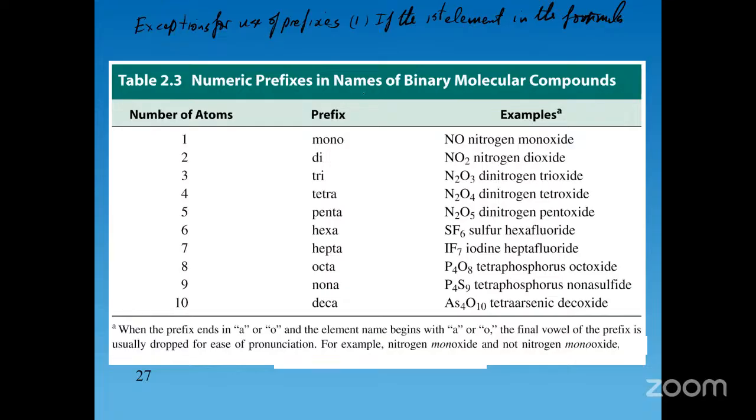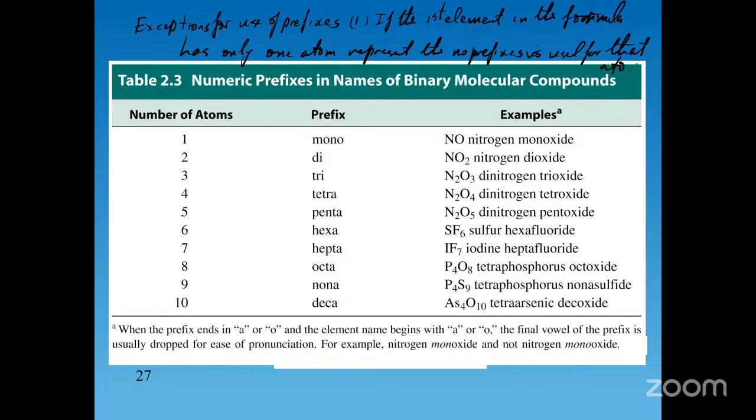has only one atom represented, then no prefix is used for that atom. I hope you can read my handwriting, which is horrible.